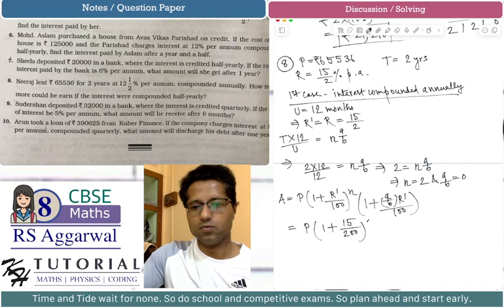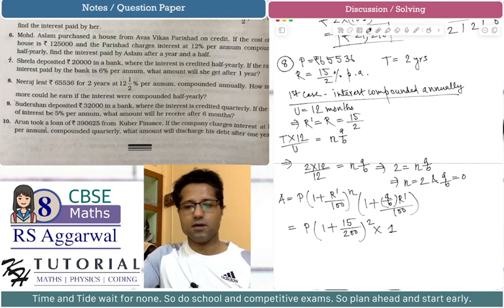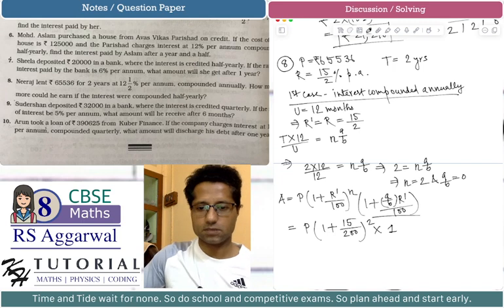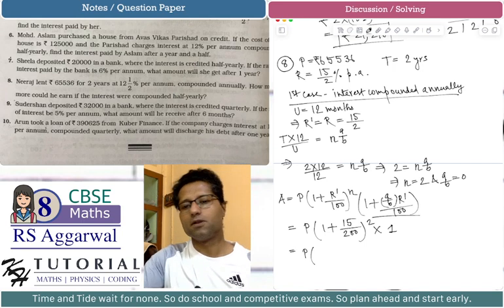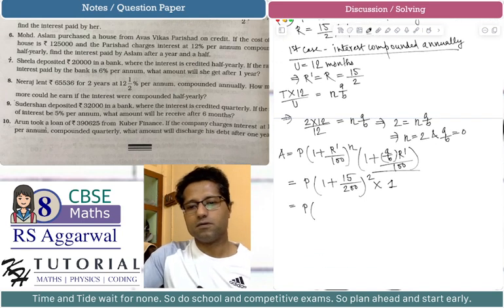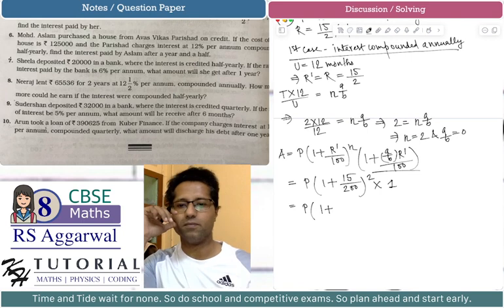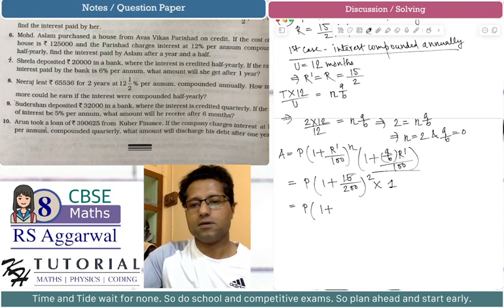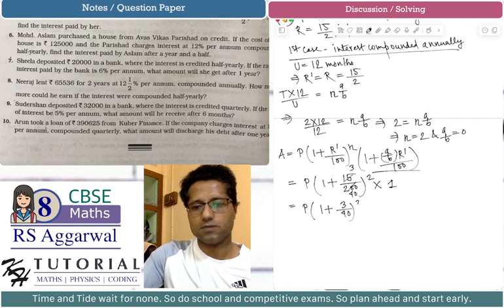N is equal to 2, and since the fraction a by b is equal to 0, this part will become 1. So this is equal to P multiplied by 1 plus, we have to simplify 15 by 200. So this is 3 by 40, so 3 by 40 square. This is equal to P multiplied by 43 by 40 square.